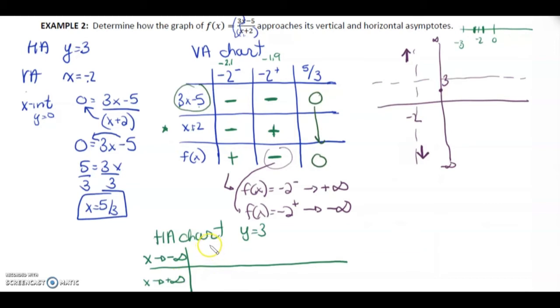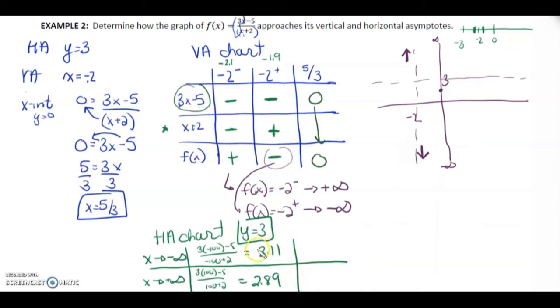So we can go ahead and sub in like 3 times -100 minus 5 over -100 plus 2. When you throw that into your calculator, you're going to get 3.11. And you're going to do the same thing, but with the positive 100. And we're going to get 2.89. So as you can see, our horizontal asymptote is 3, and we're getting 3.11 and 2.89, right? We're getting numbers very, very close to 3.